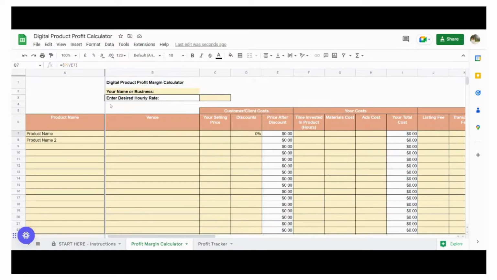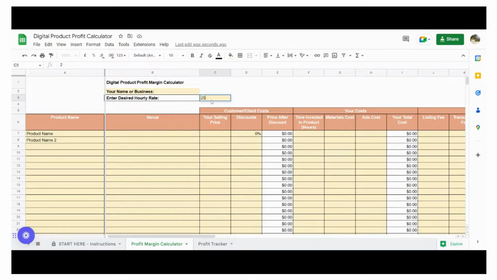So here's how I use it. First, I enter my hourly rate. To find out what my hourly rate is, I ask myself: how much do I want to earn per year from my digital product business? And then I use an online calculator to find out that hourly rate.